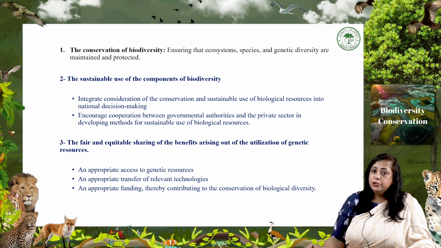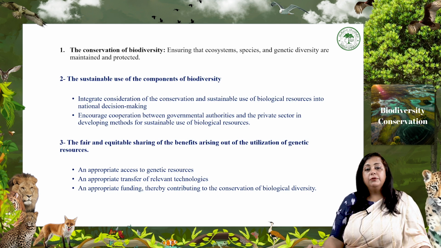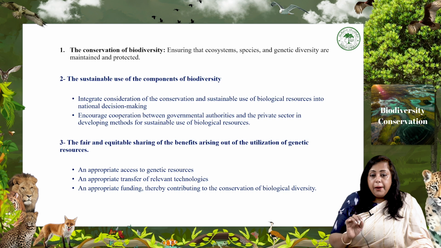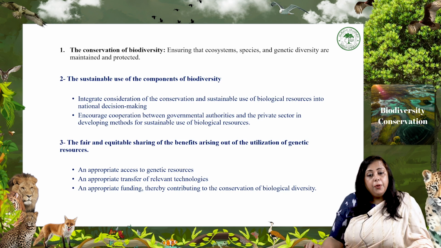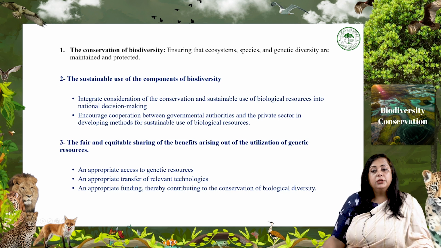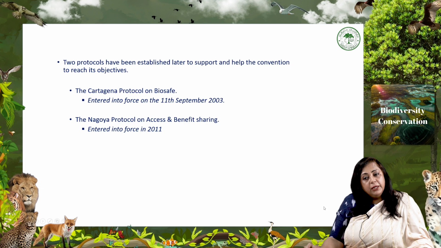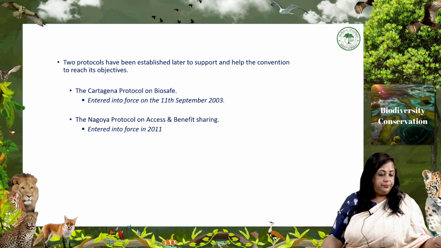The third and the most important objective of the convention is the fair and equitable sharing of the benefits arising out of the utilization of the genetic resources, and appropriate access to genetic resources, and appropriate transfer of relevant technologies, and appropriate funding, thereby contributing to the conservation of biological diversity. So, these are the three main objectives of the convention. These are the only three objectives of the convention, and after the convention, there are two protocols.